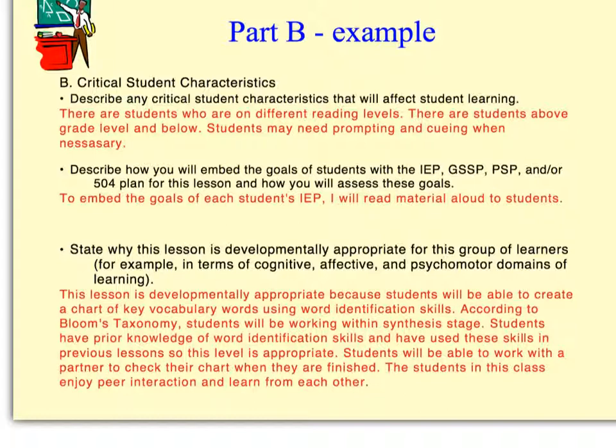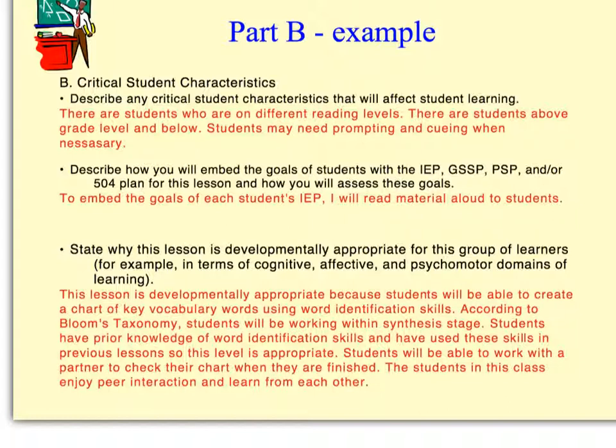Notice the second bullet says describe how you will embed the goals of students with the IEP and so forth. Remember I said you must have at least one or more IEPs in all lesson plans. Even as a regular ed classroom teacher, you know that through mainstreaming you will have students with special needs in your classroom. You will have IEPs that you have to follow as a regular ed classroom instructor.